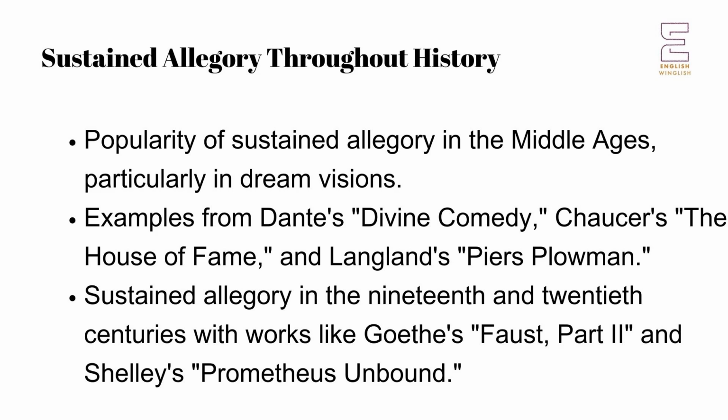Sustained allegory continued to thrive in subsequent centuries with works like Goethe's Faust Part 2, Shelley's Prometheus Unbound, and Thomas Hardy's The Dynasts, further showcasing the enduring appeal and versatility of this narrative device. Even in the 20th century, implicit allegory can be found in the stories and novels of Franz Kafka, offering readers a compelling blend of fiction and philosophical depth.